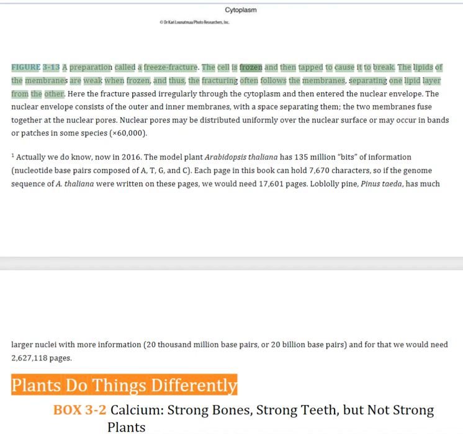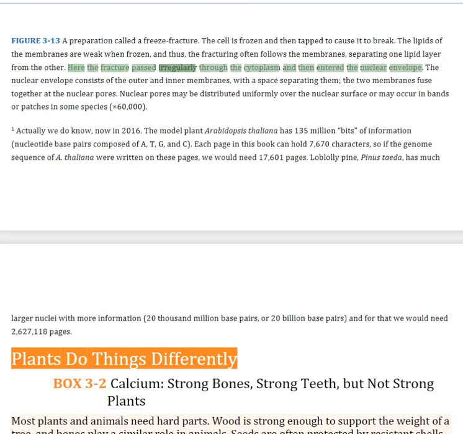The cell is frozen and then tapped to cause it to break. The lipids of the membranes are weak when frozen, and thus the fracturing often follows the membranes, separating one lipid layer from the other. Here the fracture passed irregularly through the cytoplasm and then entered the nuclear envelope.